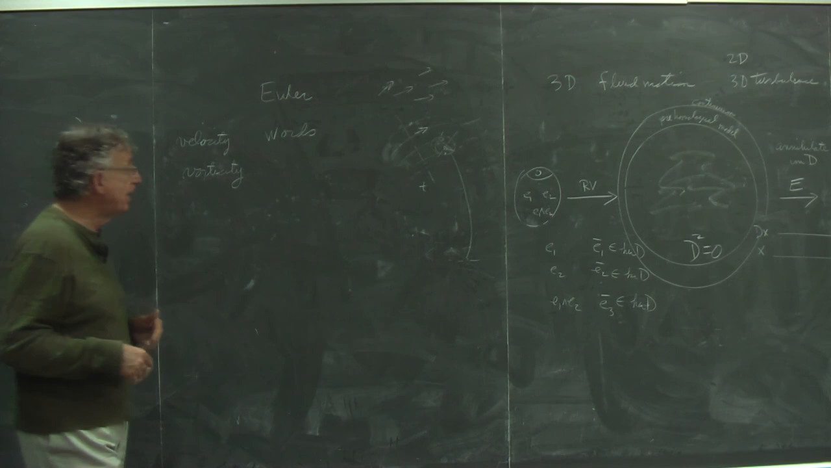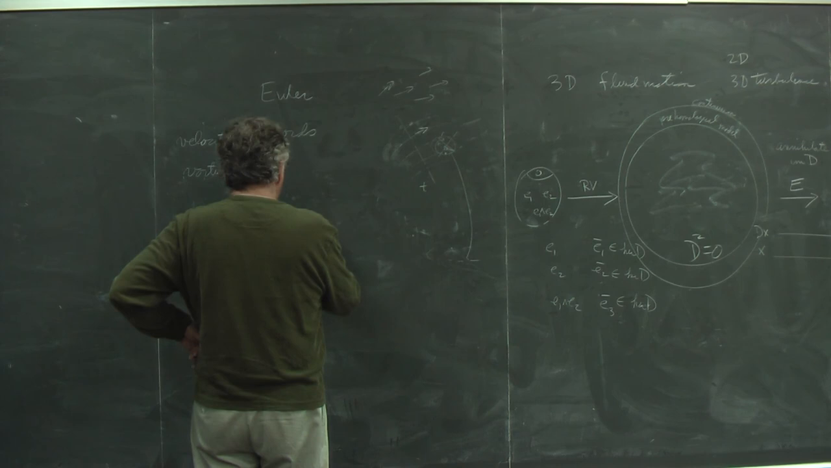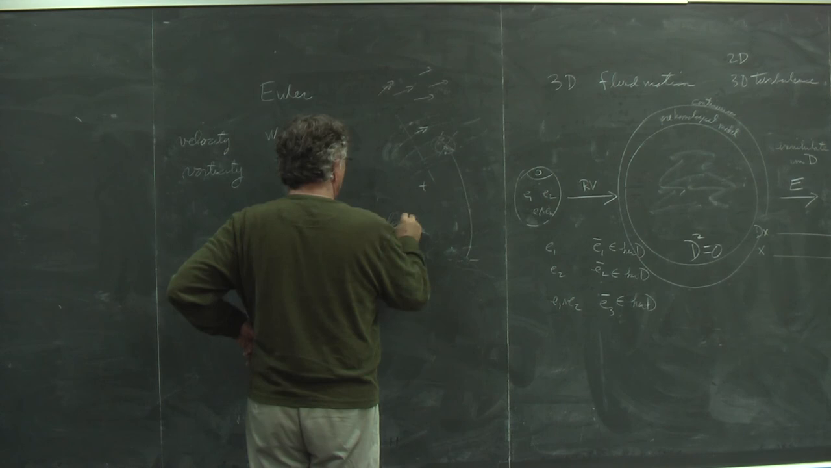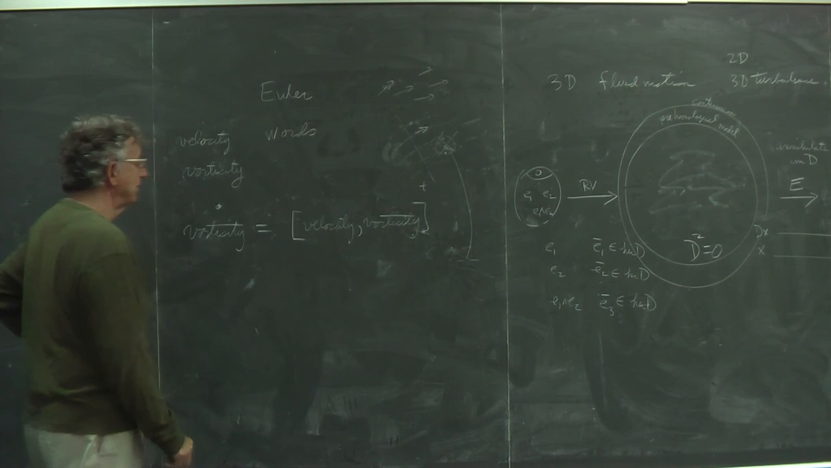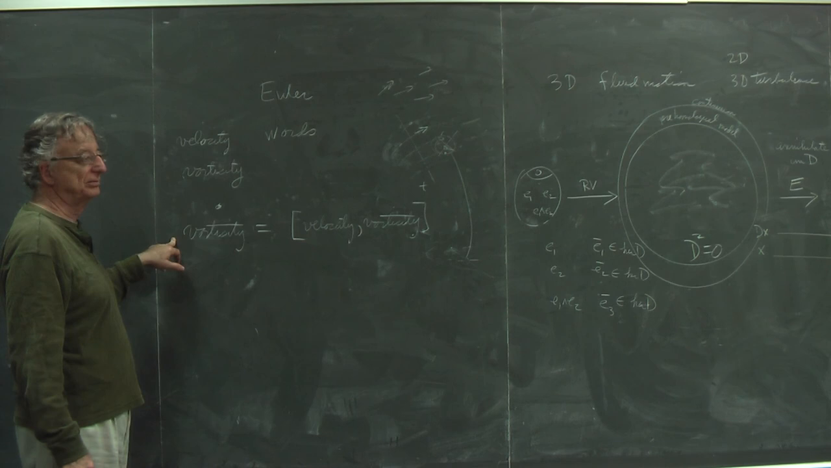So it's going to say the velocity bracket the vorticity, as now thought of as a vector field, is equal to the vorticity dot, the time derivative of vorticity. So this is in equations. Let's put symbols.